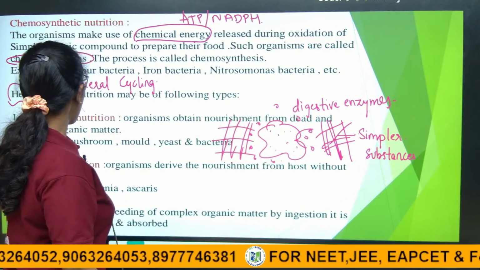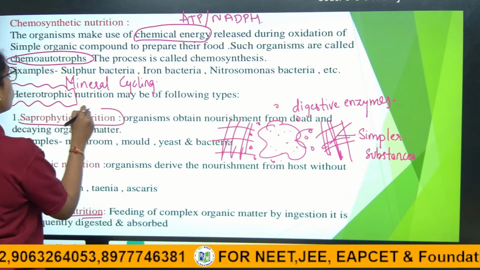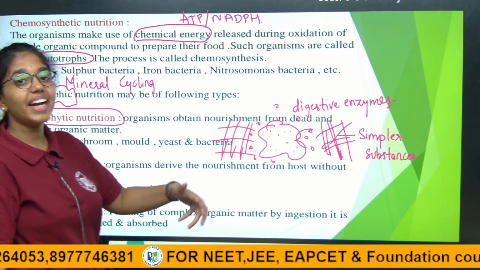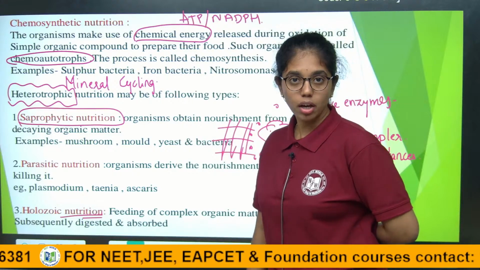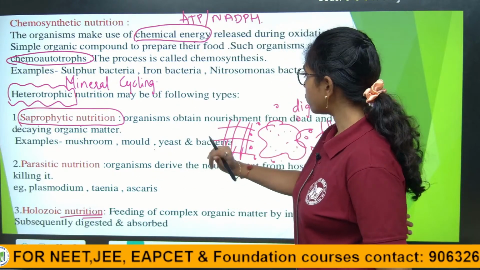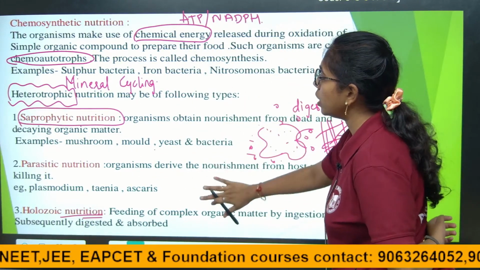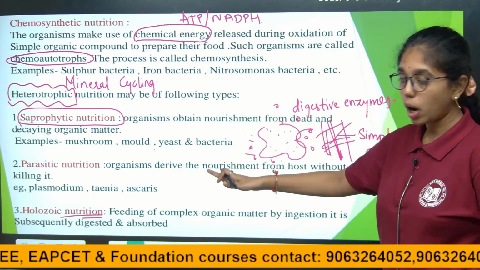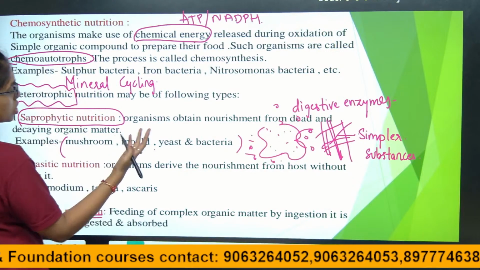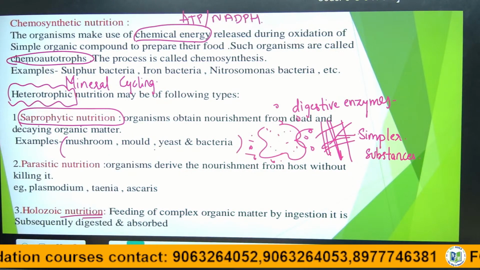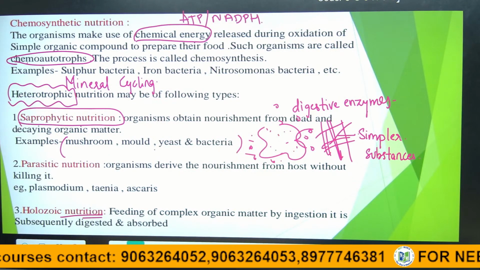This is the saprophytic mode of nutrition, which mostly relies on the dead and decaying matter on the earth. The best examples for the saprophytic mode of nutrition are mushroom, mold, yeast and bacteria. Mushrooms, molds, yeast and bacteria are the best examples for the saprophytic mode of nutrition.